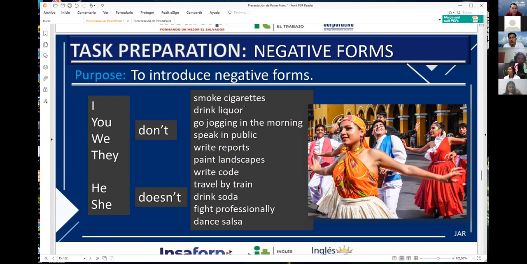Okay, so listen. Smoke cigarettes. Drink liquor. Go jogging in the morning, speak in public, write reports, paint landscapes, write code, travel by train, drink soda, fight professionally, dance salsa. Okay, practice making combinations with your partners, okay? Make sentences, they don't speak in public, you don't write reports, he doesn't travel by train, she doesn't drink liquor, etc. Make sentences like that.